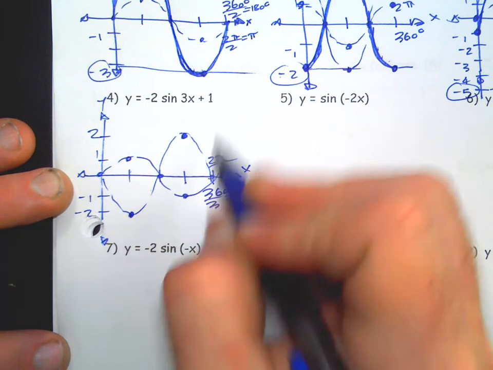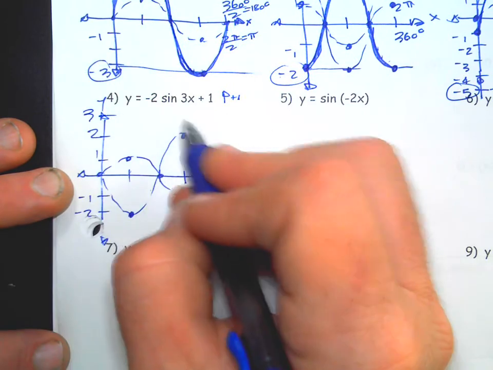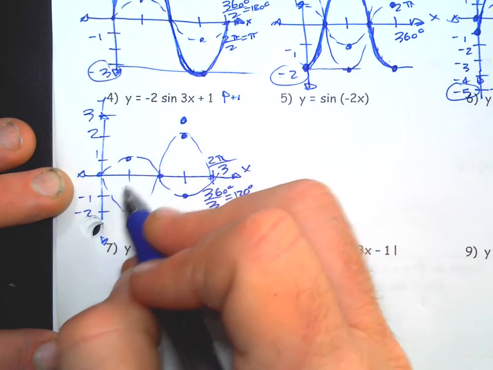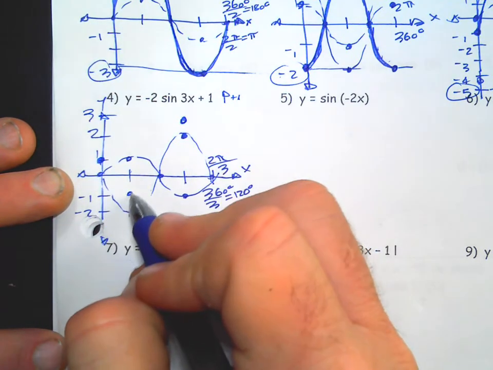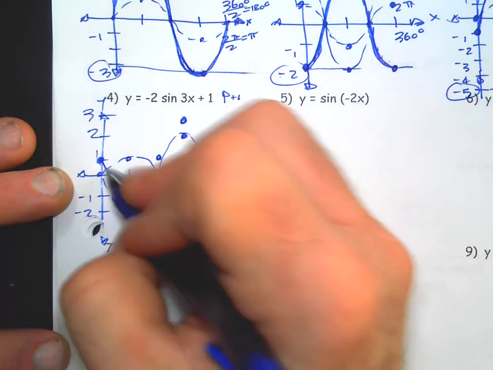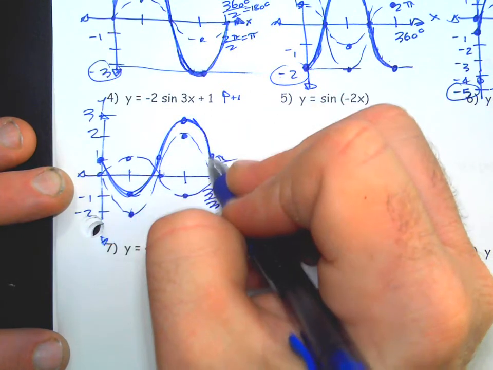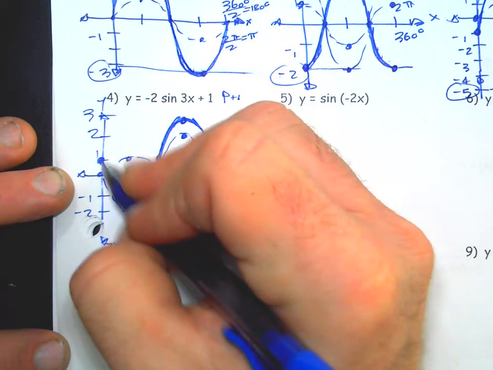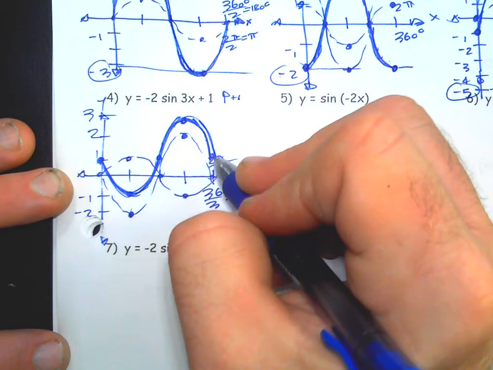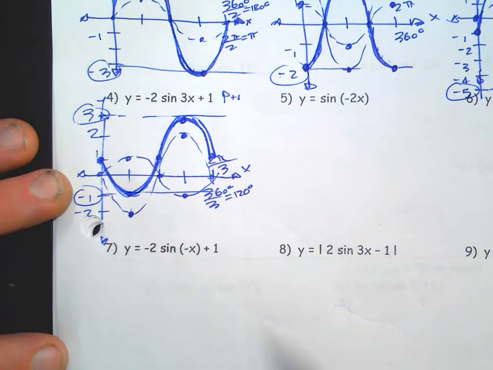And then plus 1 moves everything up 1, right? So it's going to go up to 3 now. This is going to go up 1, this is going to go up 1, this is going to go up 1, and this is going to go up 1. So it's going to look like that. There you go. Let's mark the max and mins off. There we go.